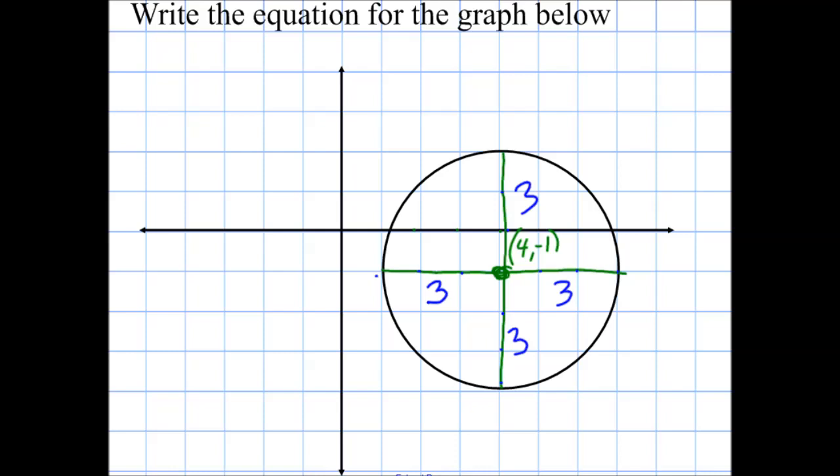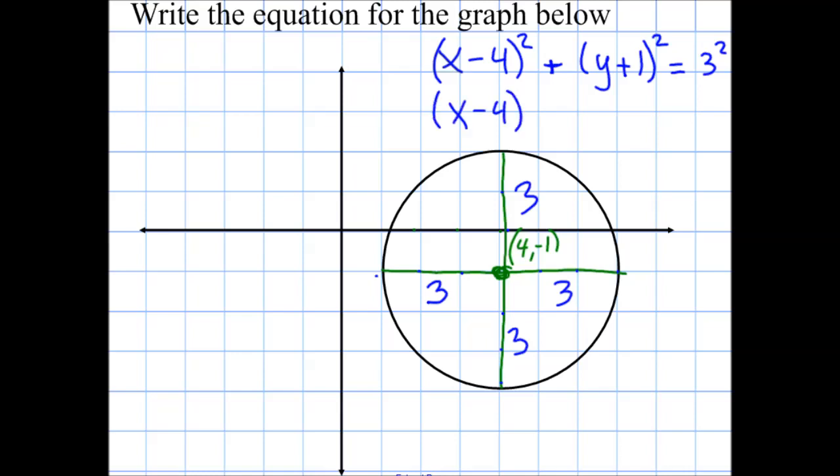Now, you can either use the circle equation or you can use the ellipse equation. We don't care. So when you do this, you have x minus your h plus, because it's a circle or an ellipse, y minus your k value, so minus a negative really turns it to plus, equals your radius squared. So if you're using the circle equation, it looks like this.